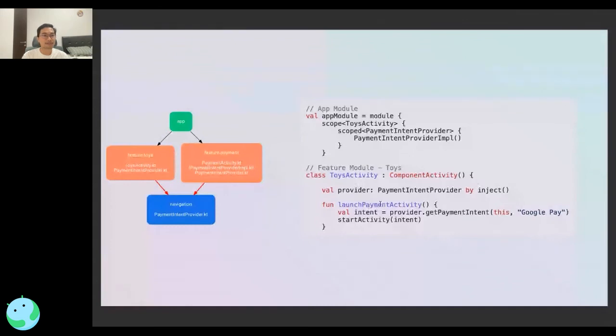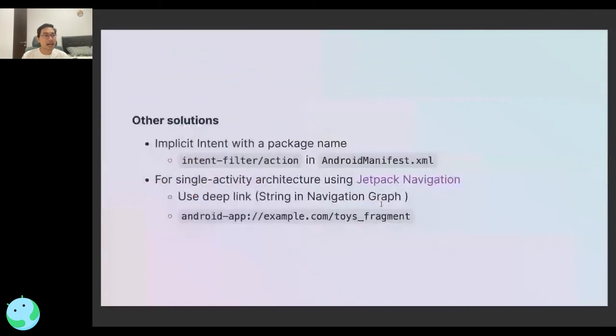payment activity. So there are other solutions for navigation. For another activity-to-activity navigation in a multi-module project, we can use implicit intent with a package name. To do so, just use the action name in the Android manifest file. When you call the intent, don't forget to pass the package name. Since in the Play Store we are guaranteed to have a unique application ID, we're sure that only our app can open the implicit intent.